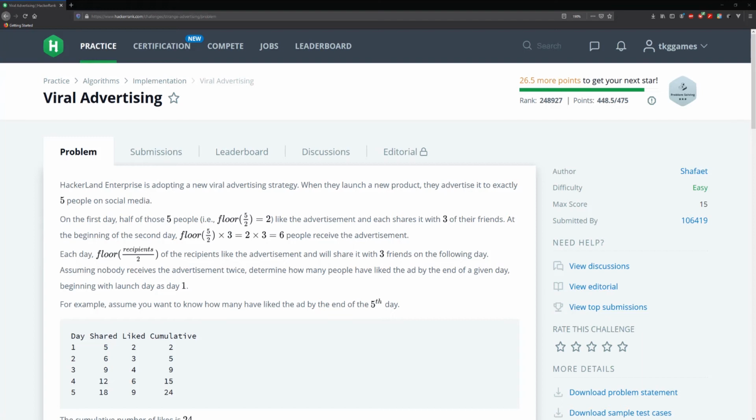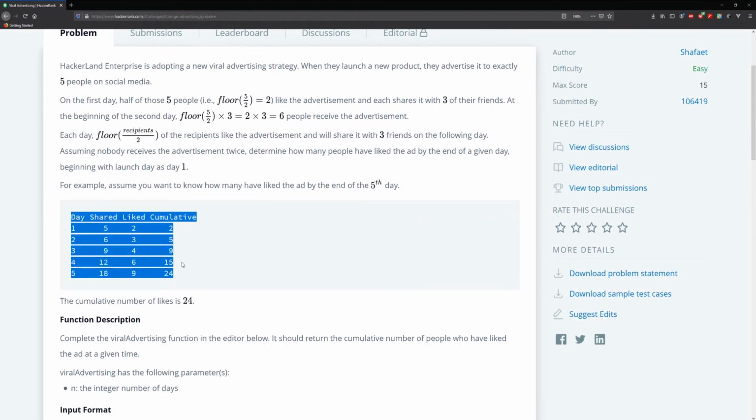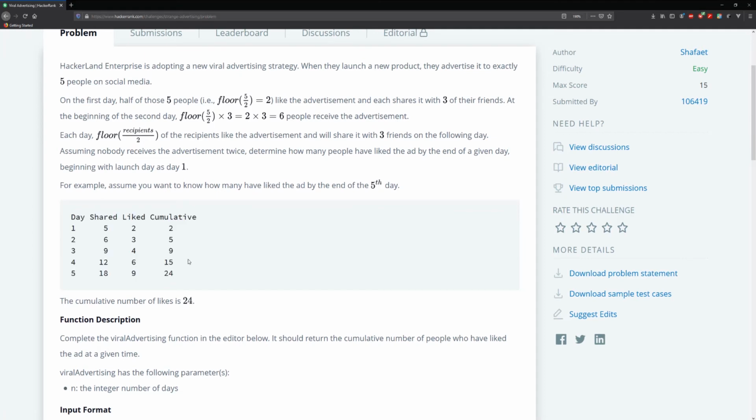For each day, it's going to be the floor of the recipients divided by 2 who like the advertisement and will share it with 3 of the friends on the following day. Assuming nobody receives the advertisement twice, determine how many people have liked the ad by the end of a given day, beginning with launch day as 1. For example, assume you want to know how many have liked the ad by the end of the 5th day. So I think if we understand this chart right here, we can easily follow the logic for this problem.